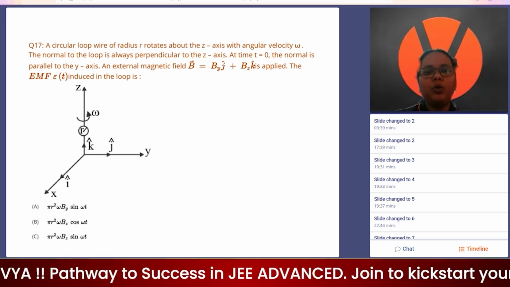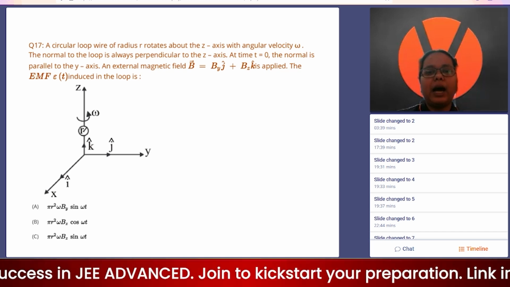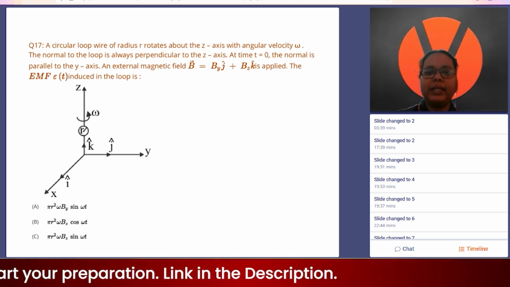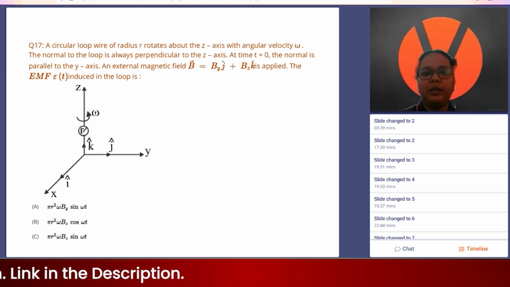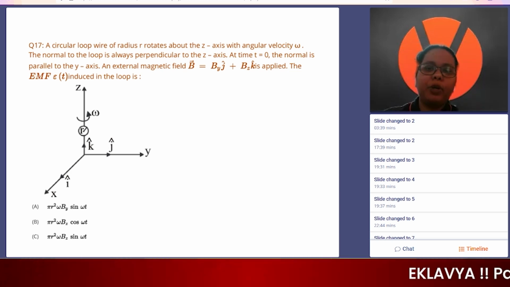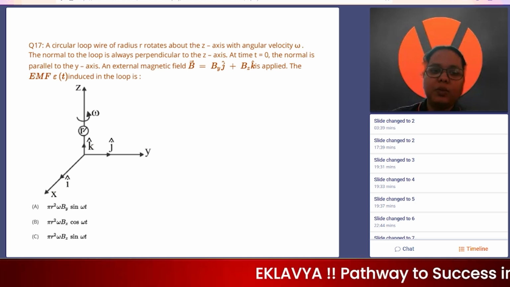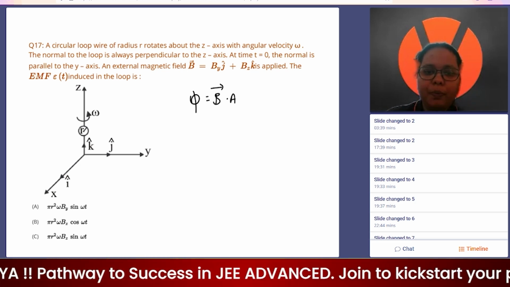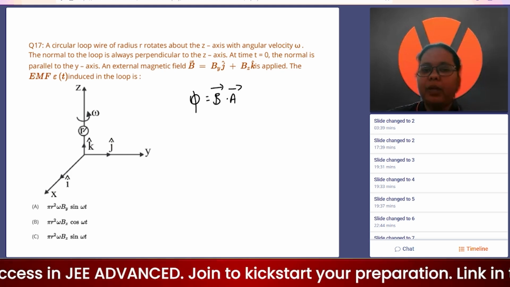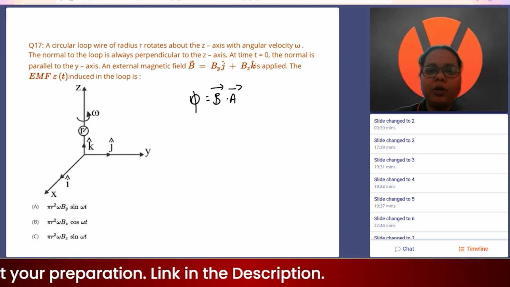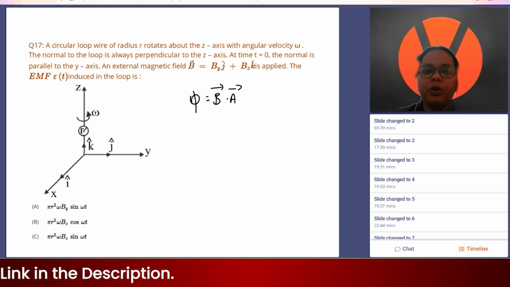So a circular loop of wire of radius r rotates about the z-axis, which means it is rotating in the x-y plane, right? And they mention the normal to the loop is always perpendicular to the z-axis. So, normal, like the area vector. It is so simple: phi is equal to B vector dot A vector. So they mention it is perpendicular to the z-axis, so it is going to be j cap, right?